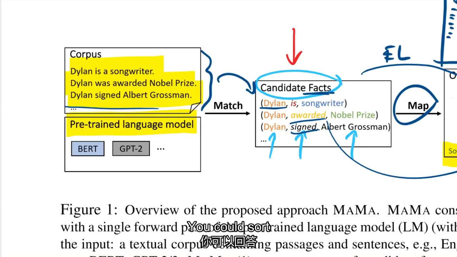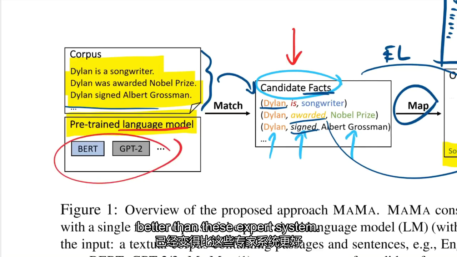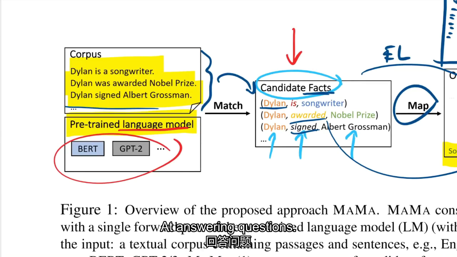So you could answer questions like this, and search engines like Google have this built in. There is sometimes a knowledge graph entry that pops up when you search an entity in Google. And these have been very useful to answer questions like this. However, in recent years, language models have become better and better. Things like BERT or GPT-2 have become better than these expert systems, let's call them, at answering questions.